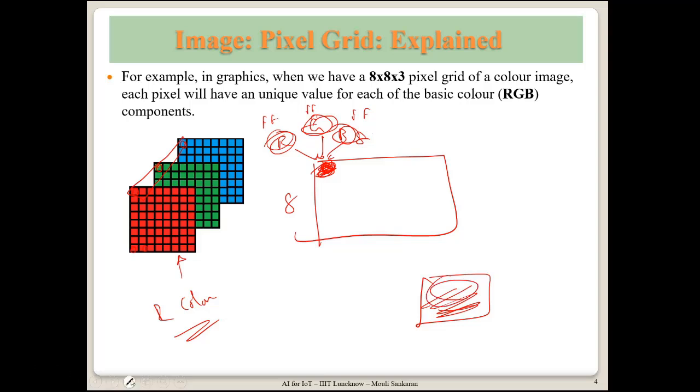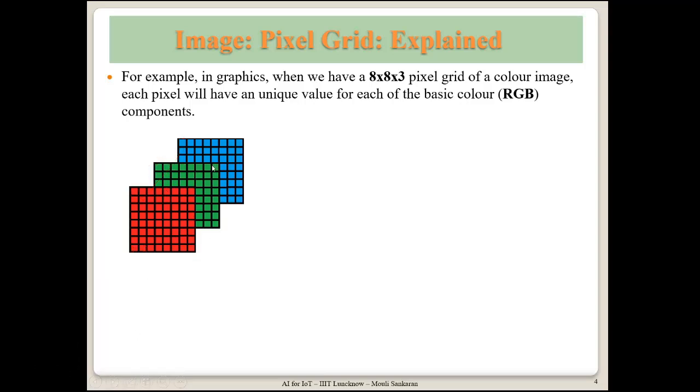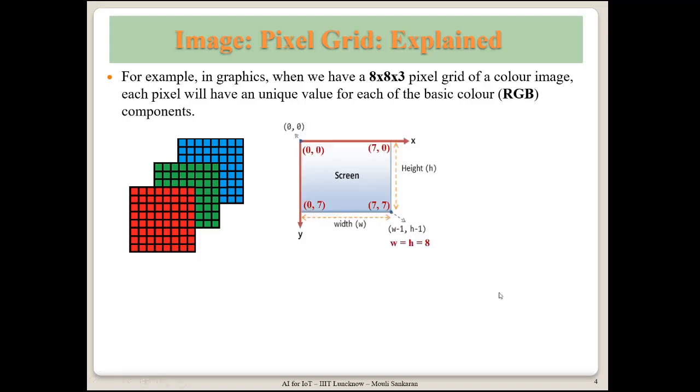So if you want to store these values, you need to have an array of 8 by 8, because the number of pixels is 8 by 8, and then into 3, because I need it for 3 colors. And individually for each color, I need to decide whether I want to store it as a byte or a word, whatever. Now this is the screen, how it is displayed.